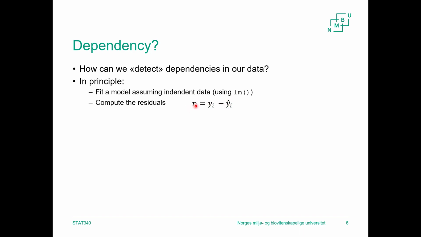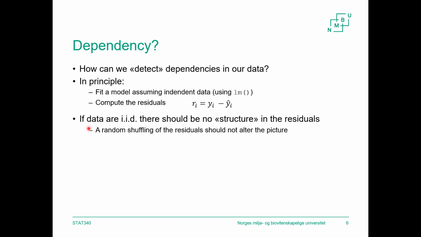That's the residuals, right? And then if the data are truly independent and identically distributed, which is the assumption up here, then there should be no structure in the residuals. So any random shuffling of the residuals should not alter the picture. Remember we did this diagnostic plot, where we looked at whether the residuals have more or less the same variance along the fitted values. That's one way of looking for structure.